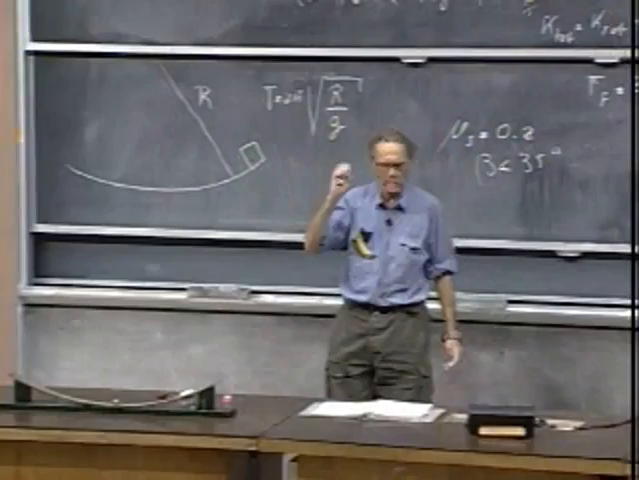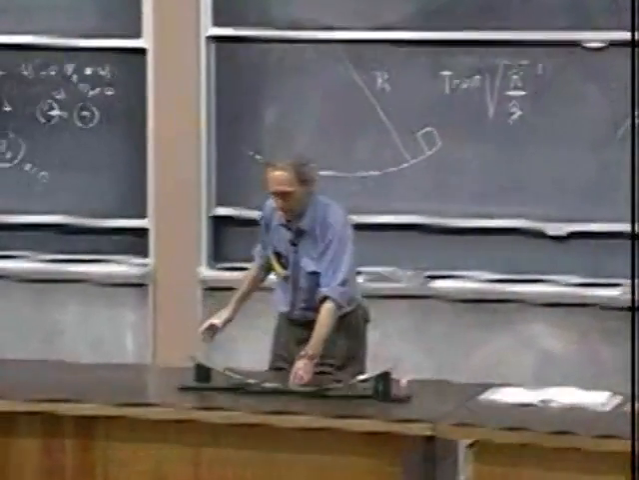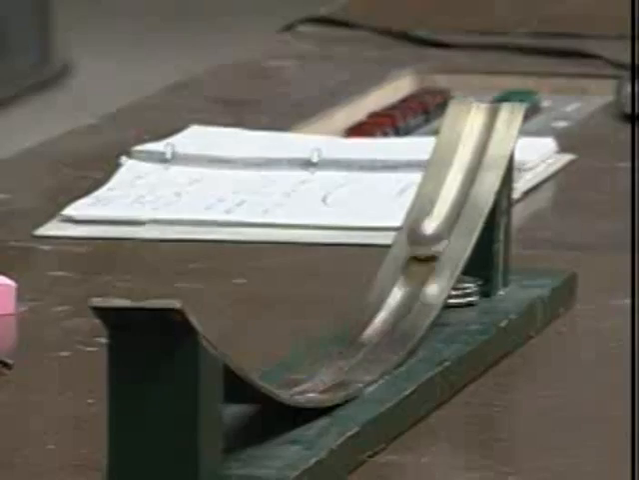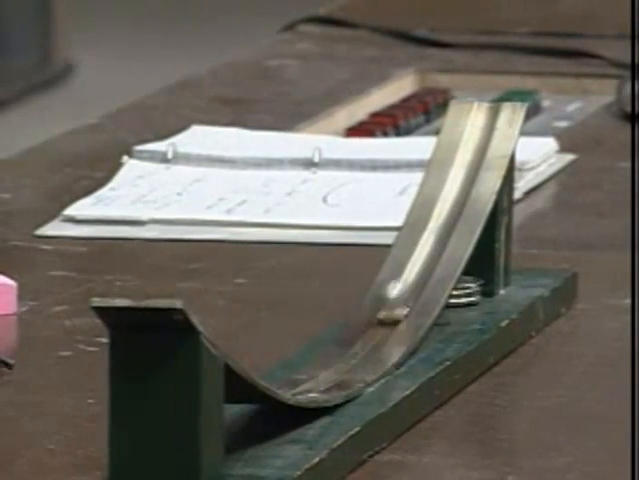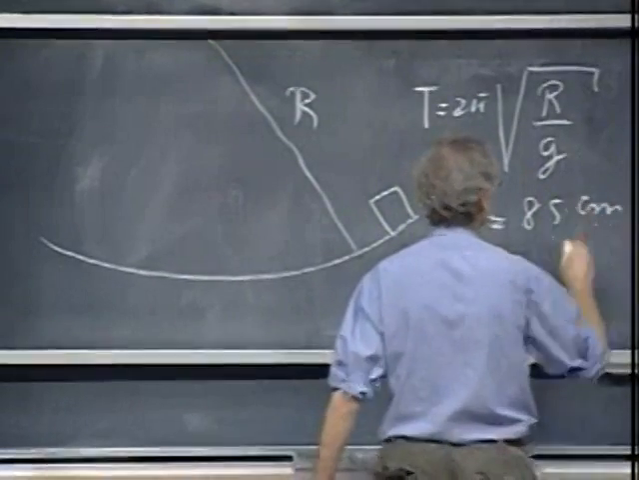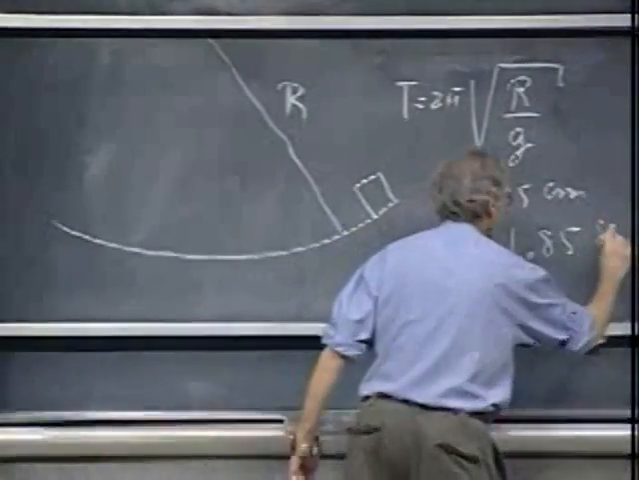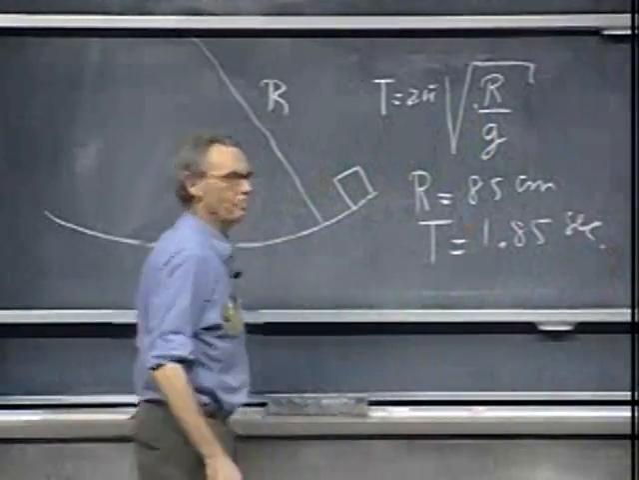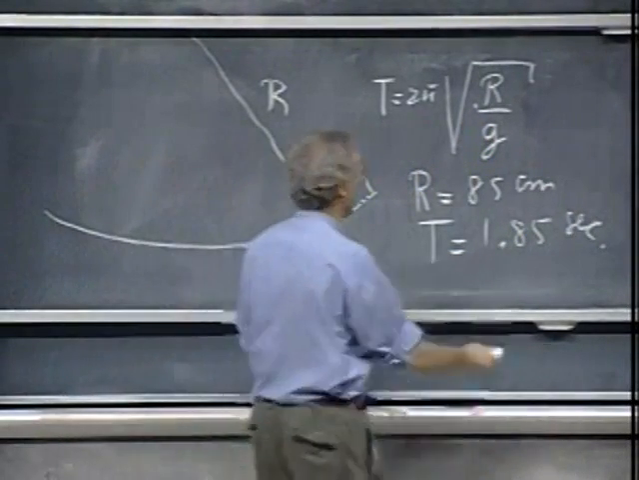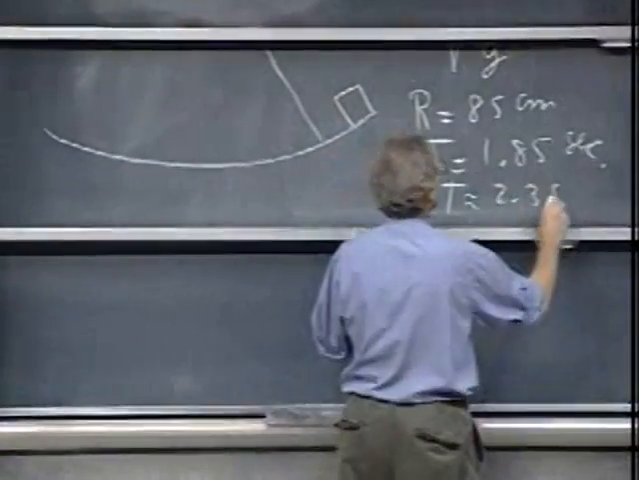We did that with the air track, and the results were fantastically in agreement with our prediction. An unbelievable accuracy. And then we did it with a smaller radius, with a rolling ball. This one. The radius of that curvature was 85 centimeters. And we predicted a period of 1.85 seconds with this equation. And we measured it. And what did we find? Way higher. We observed something like, I think, 2.3 seconds.